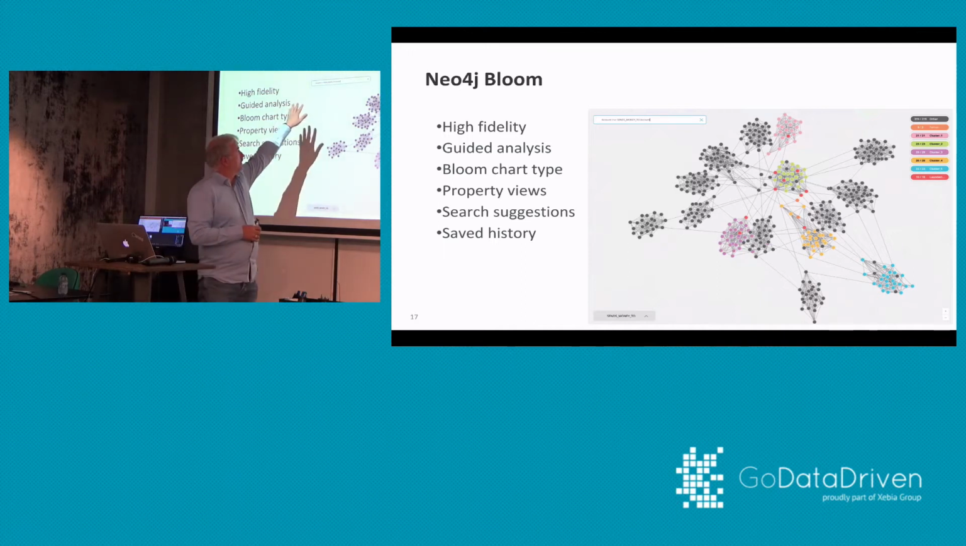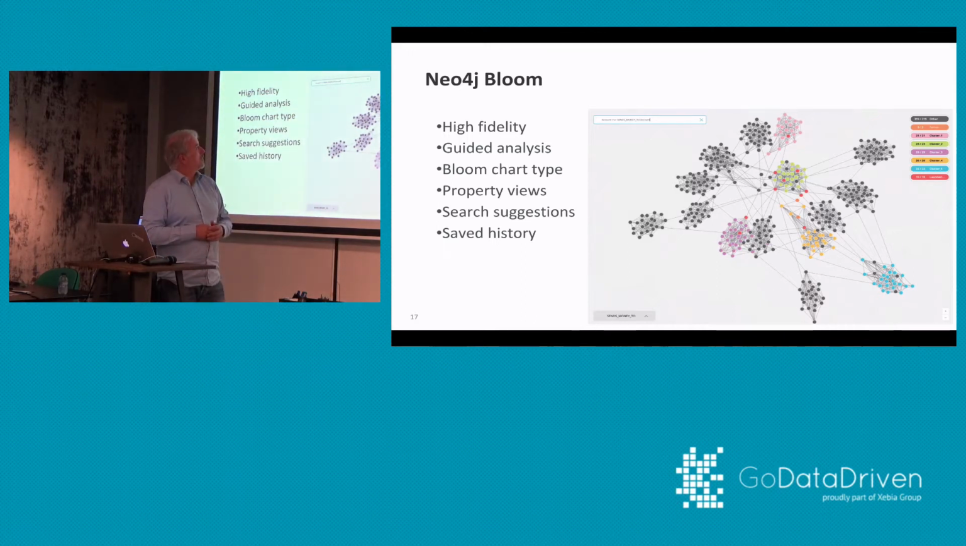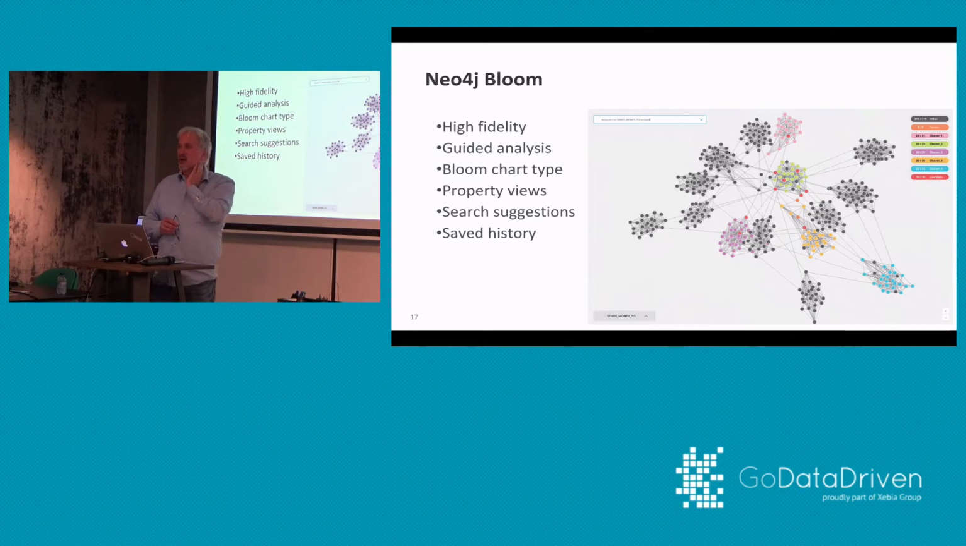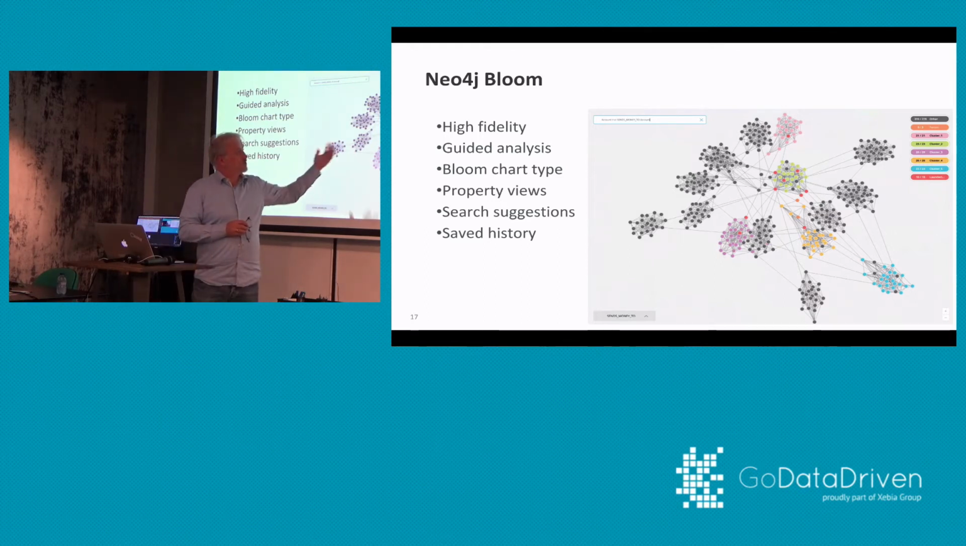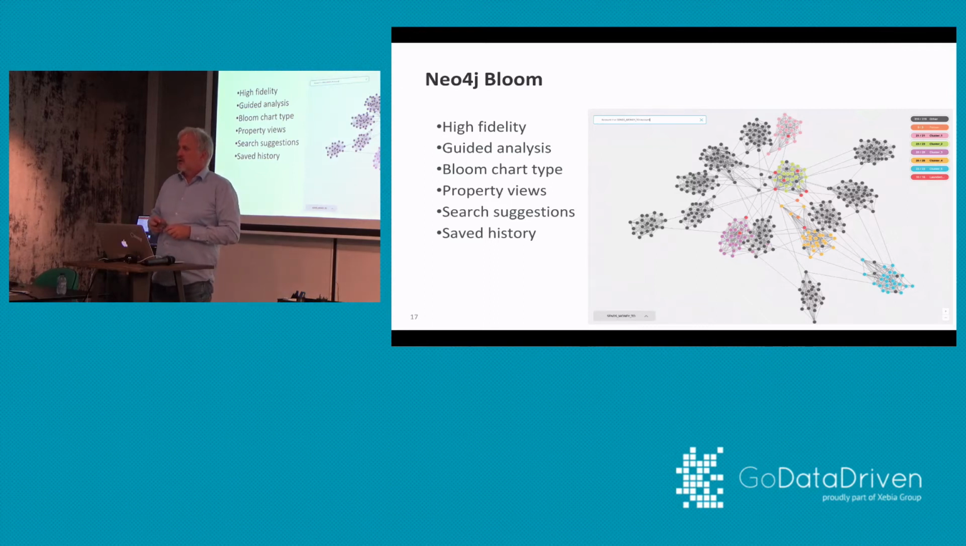And there is the big box where you ask things to the database and get your data back. What's also important is that it helps guide you through your graph, and we call it the Bloom chart type, so a different way of showing your data. And if you look here, this is the source of the property view. What is also important is that it can give you suggestions to search for, and it also saves your scenes. And a scene is the result of one or more queries.